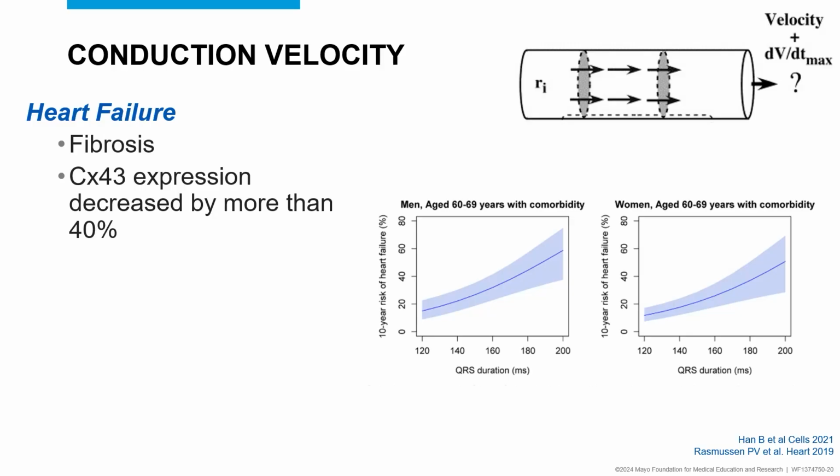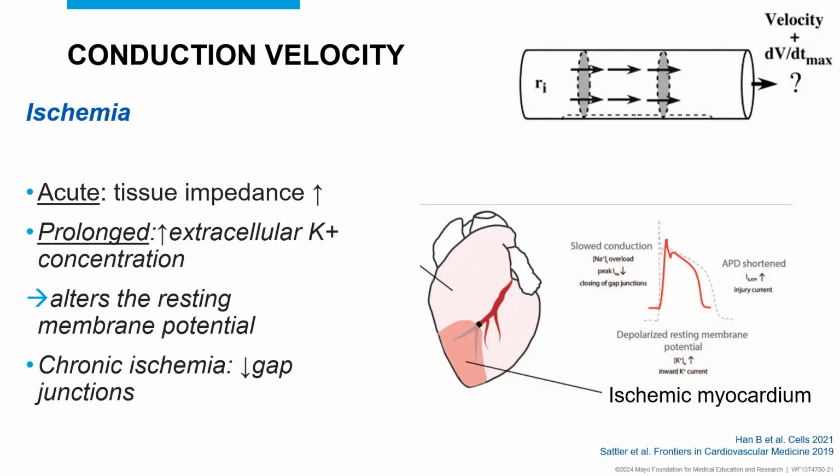The same thing actually holds true for left bundle branch block, narrow left bundle branch block versus a wide left bundle branch block. The wide left bundle branch block is associated with a higher mortality. It is much more important to resynchronize those patients.